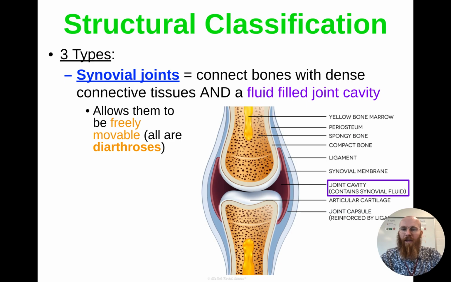And finally, the third and final type based on structure are called synovial joints. These are going to connect bones with dense connective tissues and will actually have a fluid called synovial fluid filling the joint capsule. So this allows them to be freely movable, and all of our synovial joints are highly mobile, meaning they're all diarthroses based on their classification of function. So the most movable, and structurally we call them synovial. They have a joint capsule that is filled with synovial fluid that allows for exchange of nutrients as well as reducing any sort of friction force from the rubbing of two bones together. So these are going to be the most mobile.